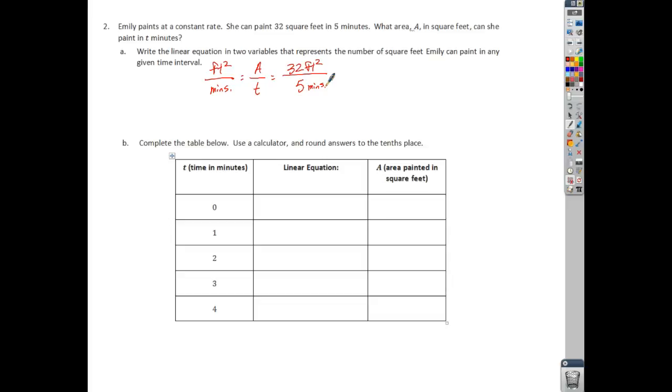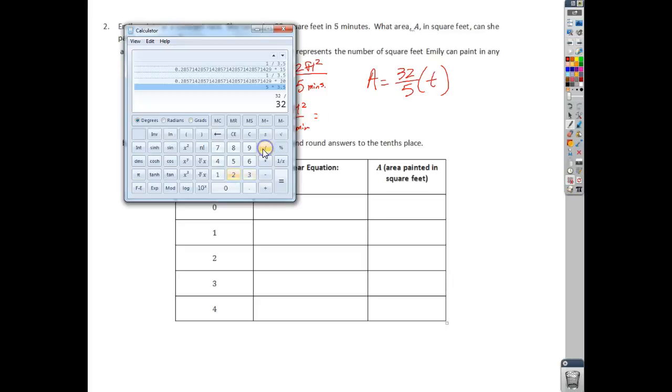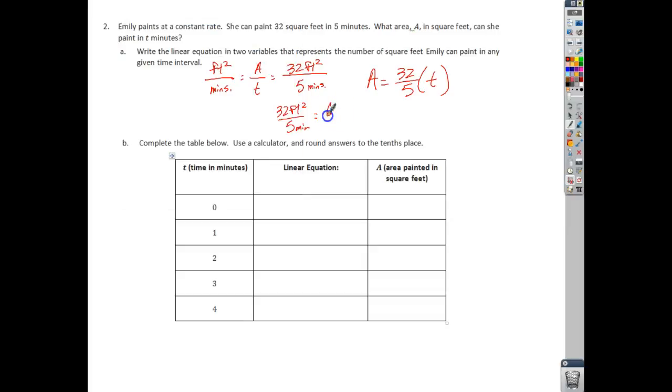So let's see, write a linear equation in 2 variables that represents the number of square feet Emily can paint in any given time interval. What we want to do here is find the area. We've got a over t is equal to this, so we'll just multiply out by t. The area is going to be equal to 32 over 5 multiplied by t. We could even turn 32 feet every 5 minutes into a unit rate. 32 divided by 5, so she can do about 6.4 square feet every minute.